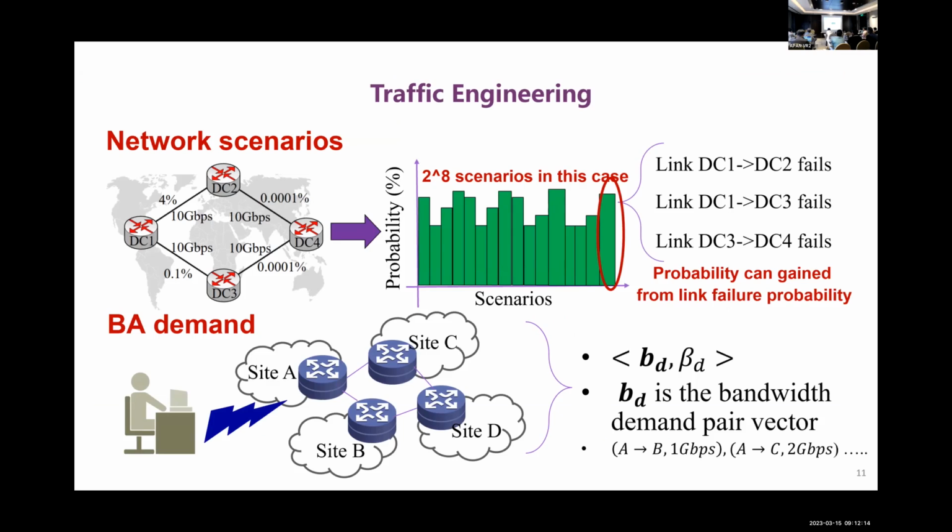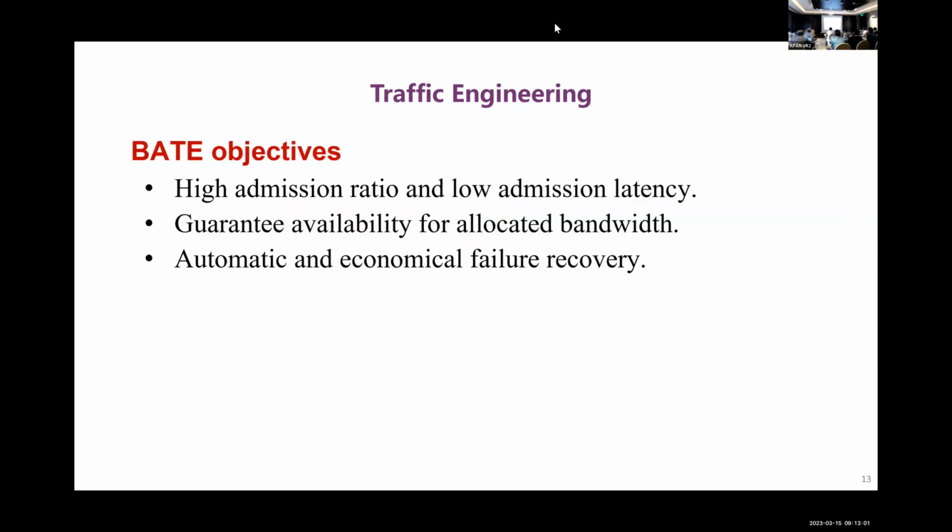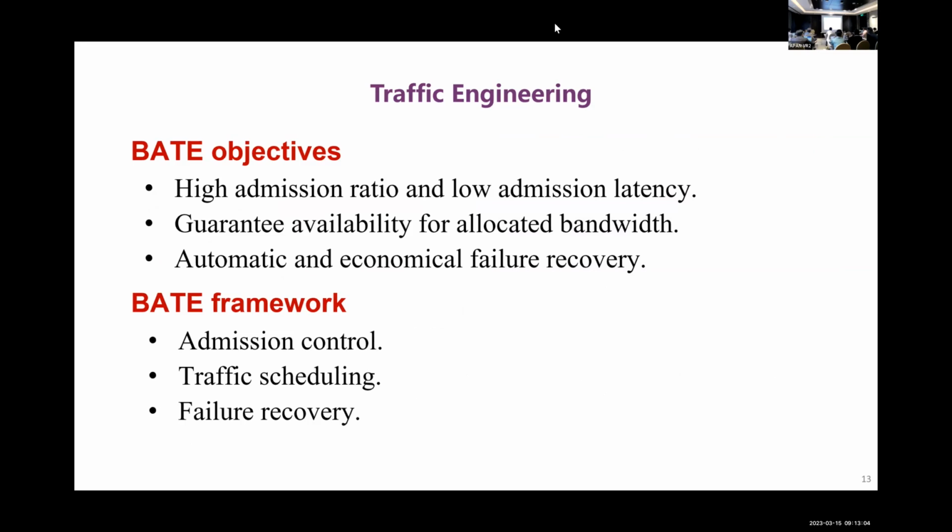Also, users have SLAs, and some have more rigorous SLAs. However, the network may fail at any time. When we perform traffic engineering, we should take failures into consideration. For example, we have a bandwidth demand from site A to site D, and how should we configure the network to satisfy the demand? The promised bandwidth and the services always have availability requirements, and we should take the availability requirements into consideration. We can build a linear optimization model to solve the problem.